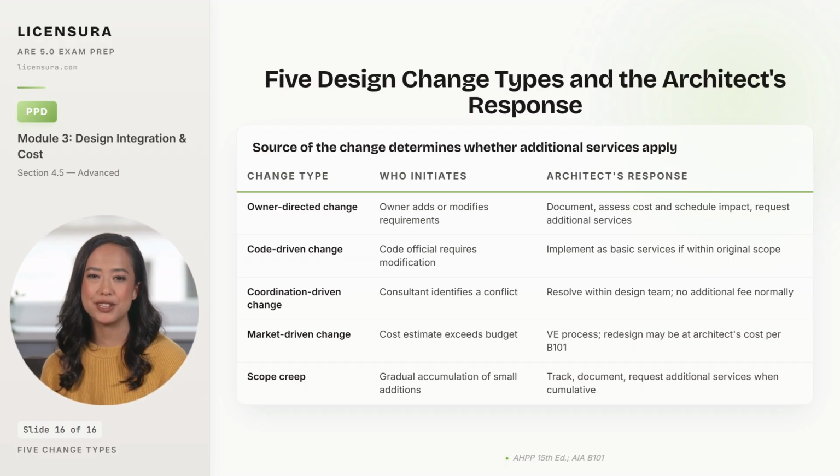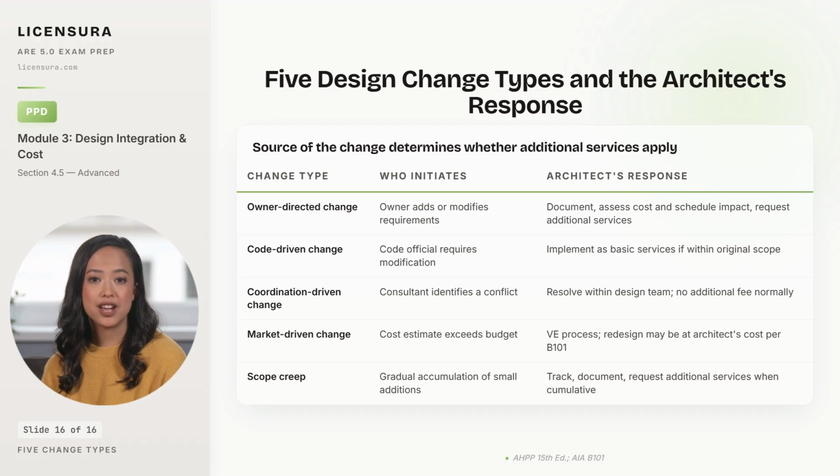Market-driven changes happen when the cost estimate exceeds the budget, triggering a VE process. And the unpleasant rule under B101 is that redesign required because the architect failed to design within budget may be at the architect's cost, not the owner's.